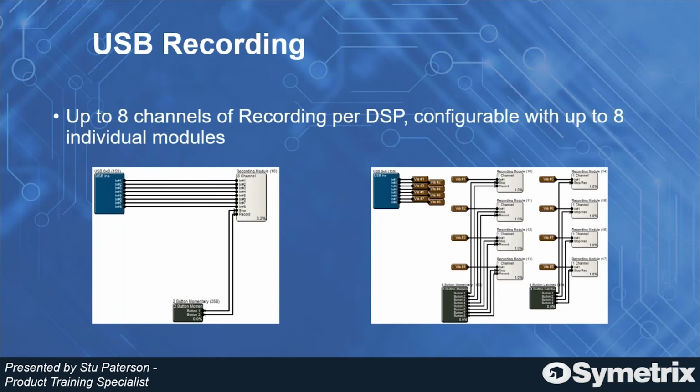Now, when you place a custom recording module for the first time, the options available include from 1 to 8 channels per module. Up to a total of 8 channels can be placed in whatever configuration you desire. In this example, we have a single 8-channel module on the left, and on the right, 8 separate 1-channel modules. It should be stressed that there is a total maximum of 8 channels capable per DSP.